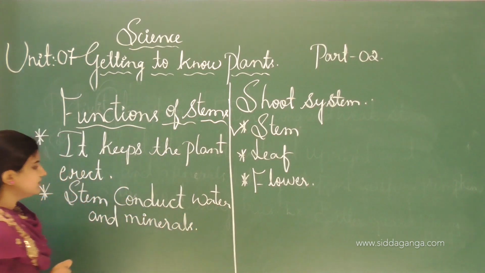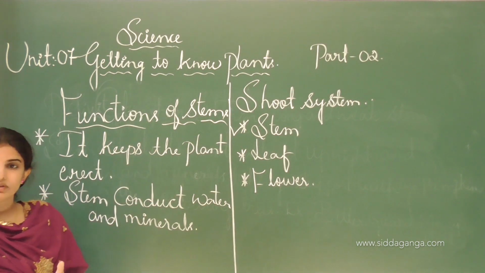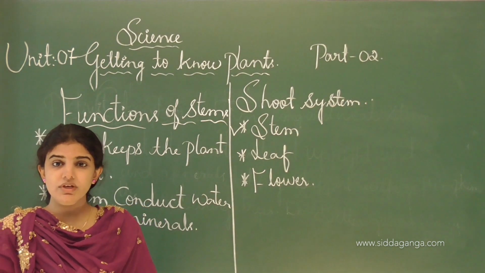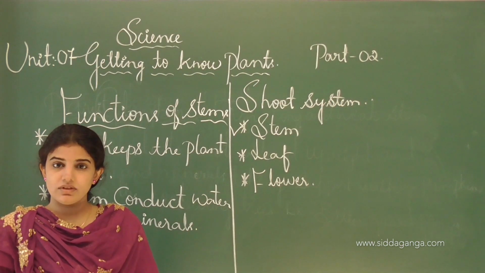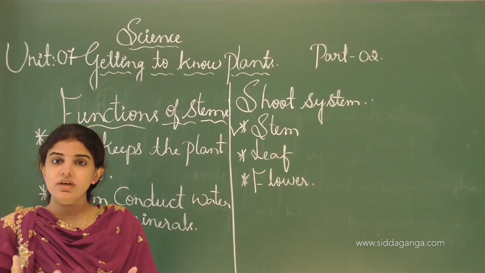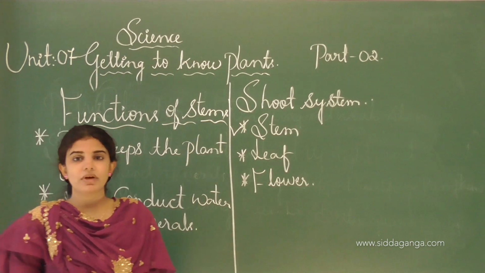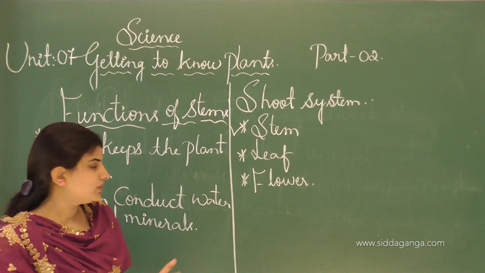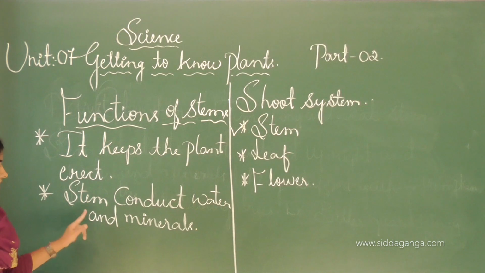See, as I did in the activity, the stem will conduct the red color ink and circulate it throughout the plant, which has different parts like leaf, branches, and also the flowers. You can do this activity at home also by taking a plant which has white color flowers. From this activity you can learn that the stem will conduct the water as well as the minerals.